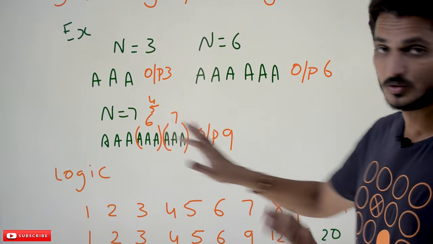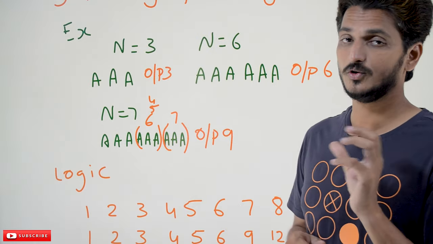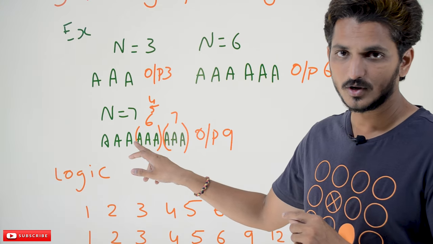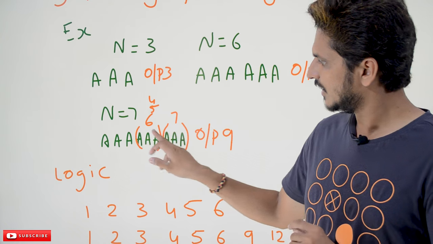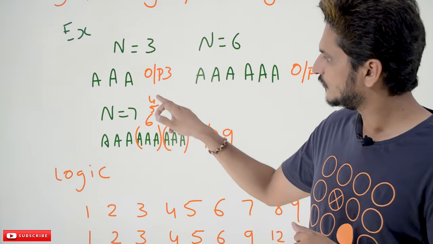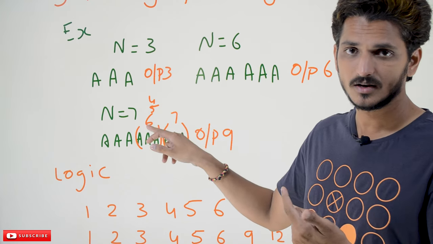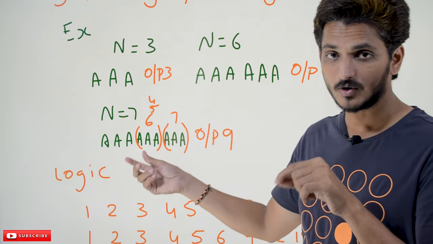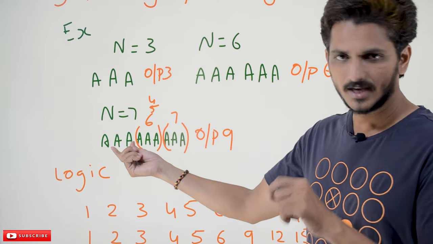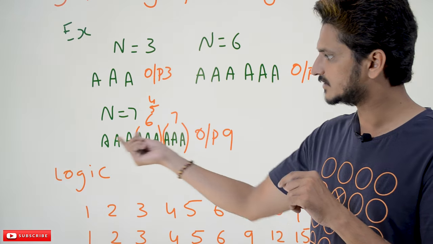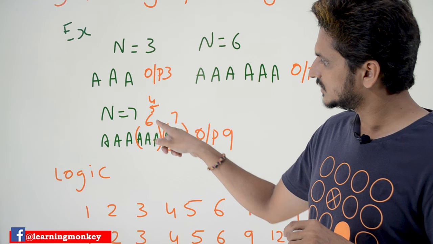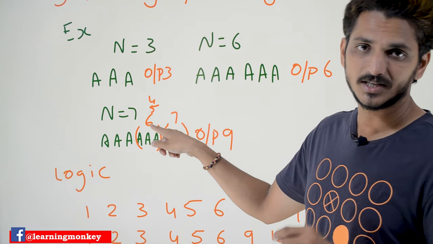Similarly, if n is equal to 7, what are the options you are going to have? First three times, we are going to display A. After that, select, copy, paste, means the 4th, 5th, 6th options. What we have done: the fourth time we selected the content. What is the content present on the screen? 3 A's. We selected that, we copied, and we displayed. So 3 plus 3, total 6.